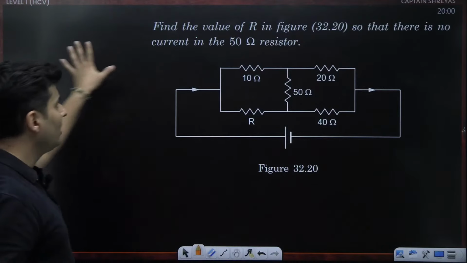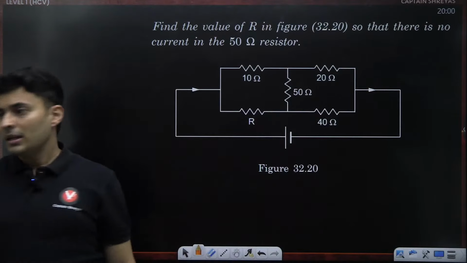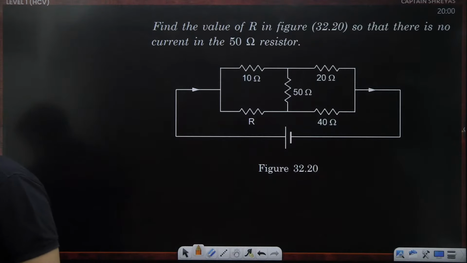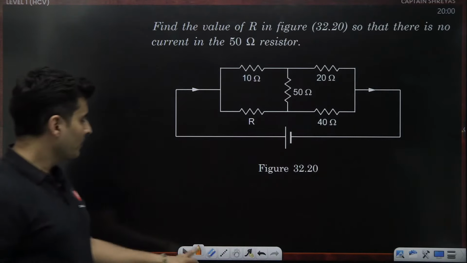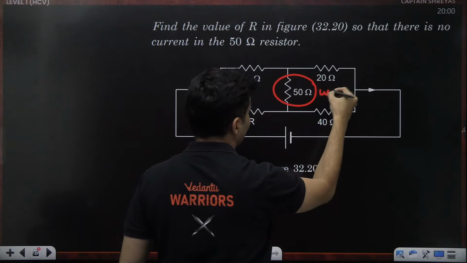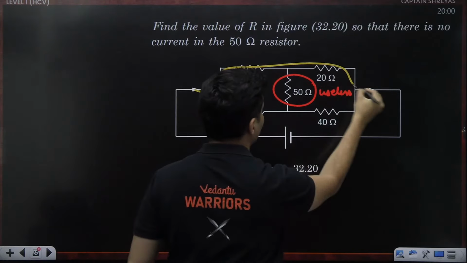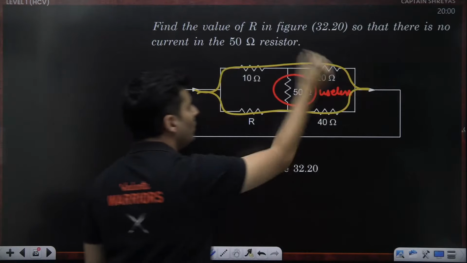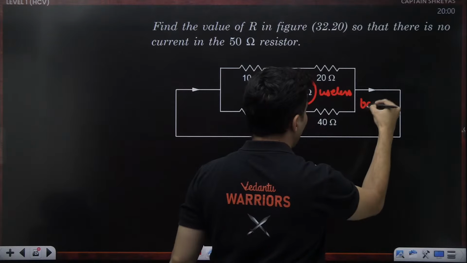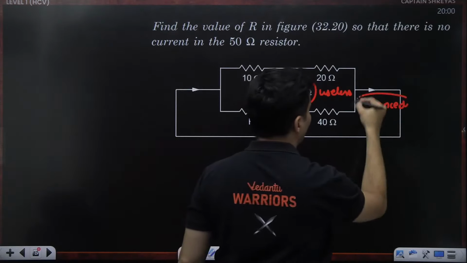This is in H.C. Verma. Find the value of resistance so that there is no current in this. Now, when they say there is no current in 50 ohms, what does it mean? Hari, maybe you'll have to watch the lecture from the beginning, no issues. If there is no current here, this means it is completely useless. And now, I think you can identify that there is a branch here and another branch here. It looks like a Wheatstone. If it is useless, that means it should be a balanced Wheatstone.